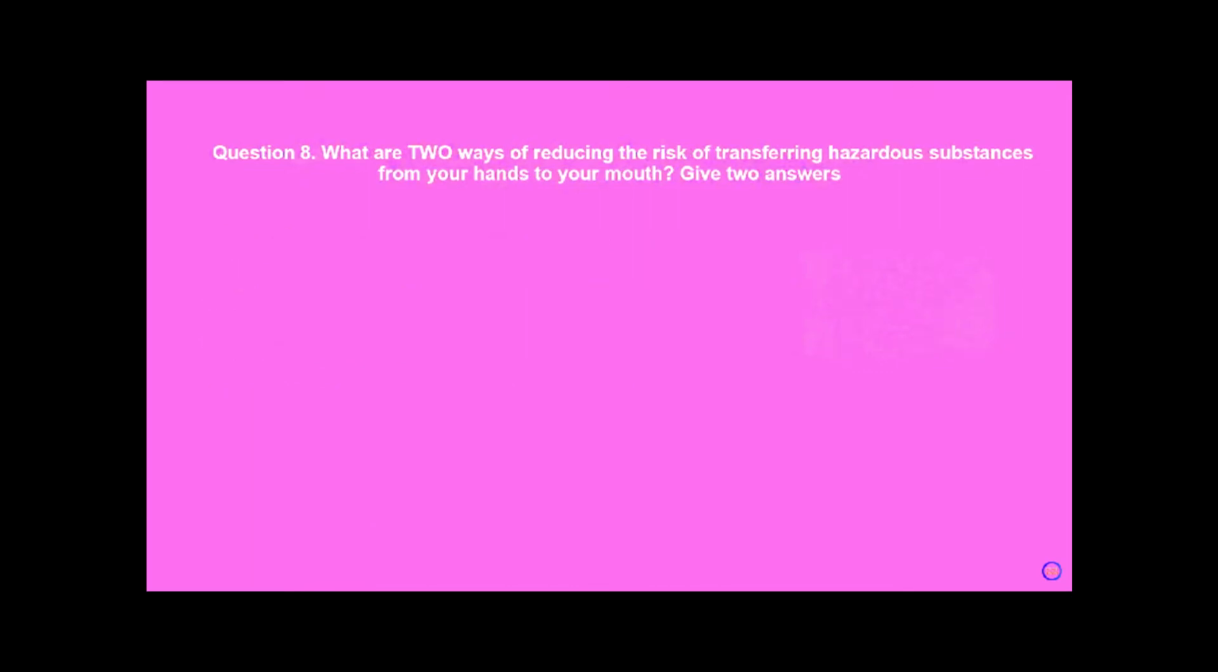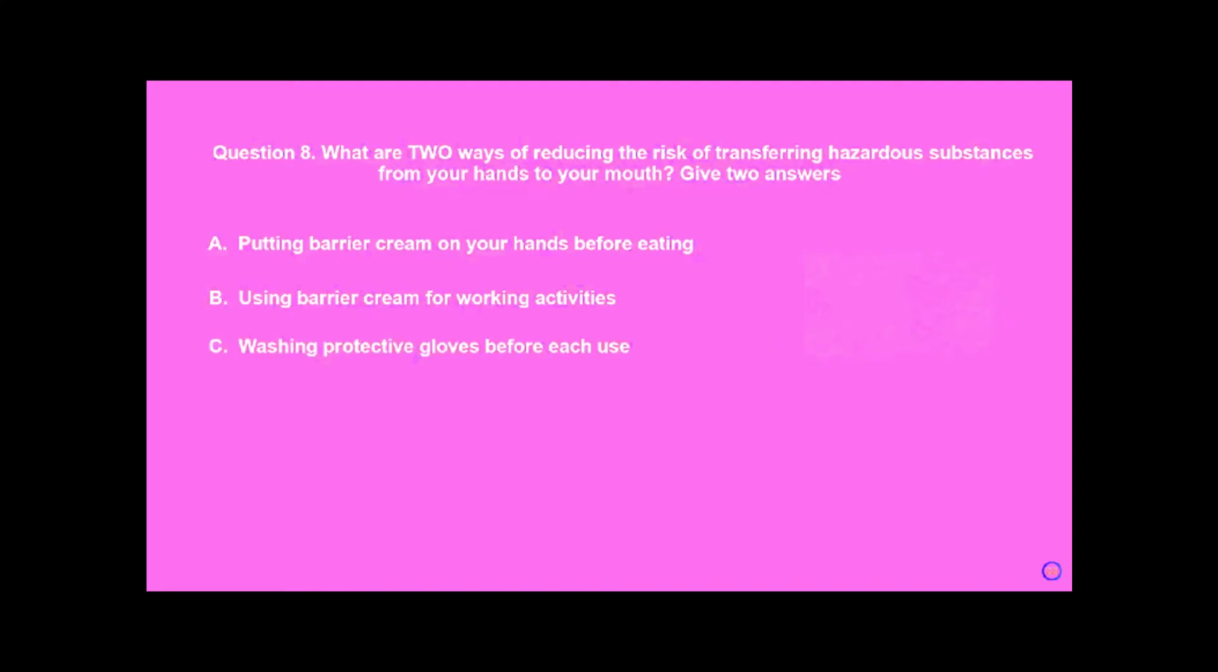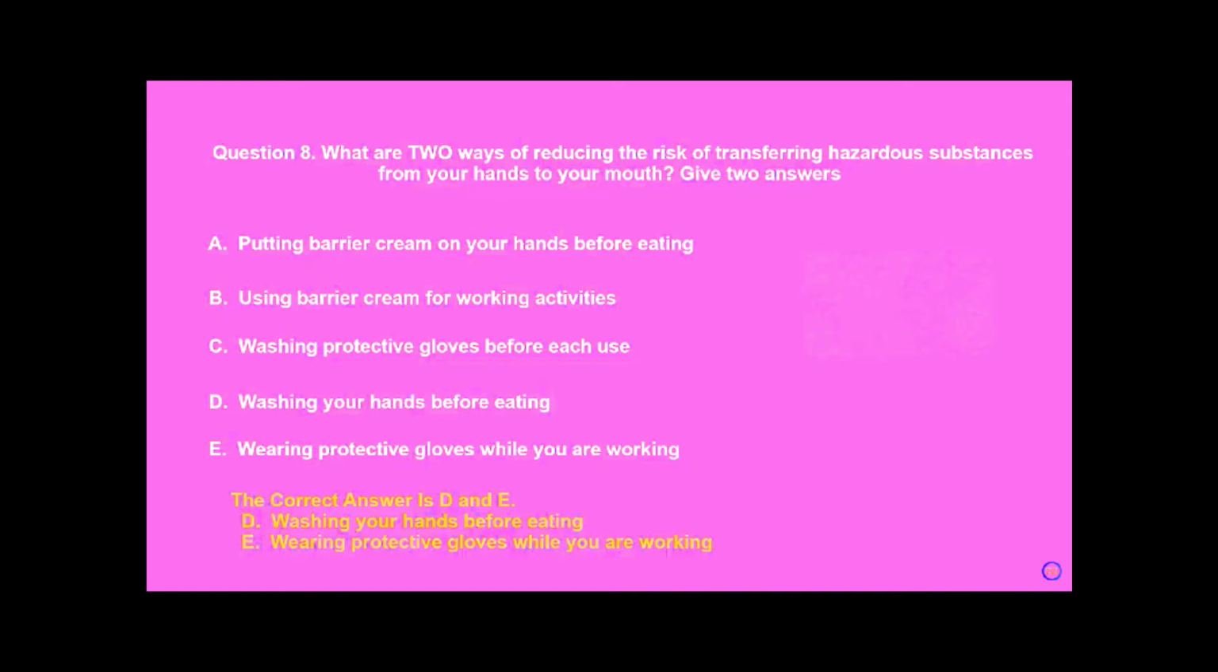Question 8. What are 2 ways of reducing the risk of transferring hazardous substances from your hands to your mouth? Give 2 answers. A. Putting barrier cream on your hands before eating. B. Using barrier cream for working activities. C. Washing protective gloves before each use. D. Washing your hands before eating. E. Wearing protective gloves while you are working. The correct answers are D and E. D. Washing your hands before eating. E. Wearing protective gloves while you are working.